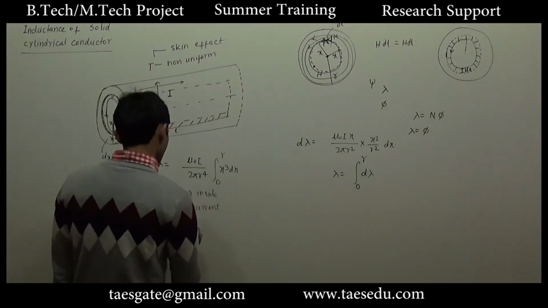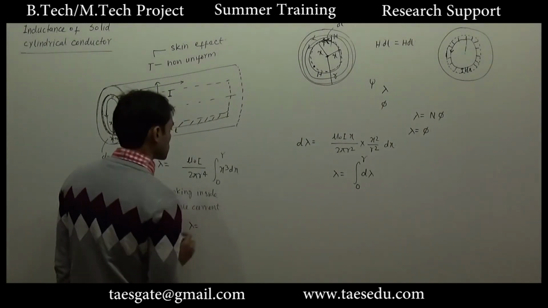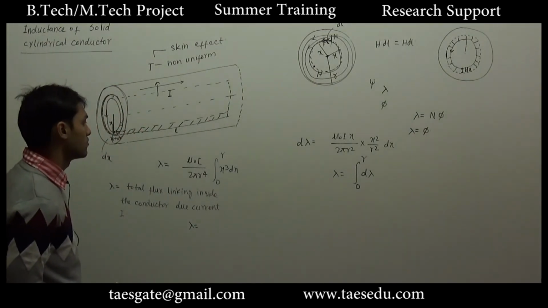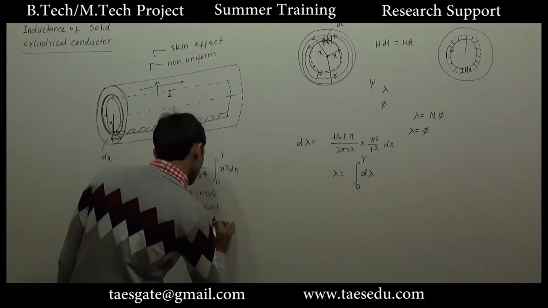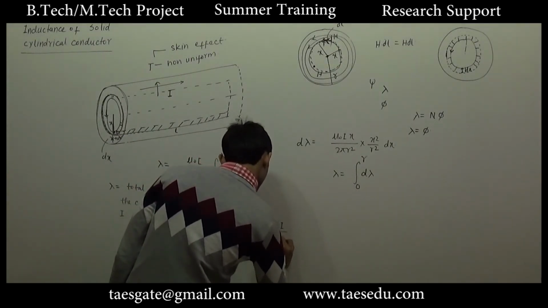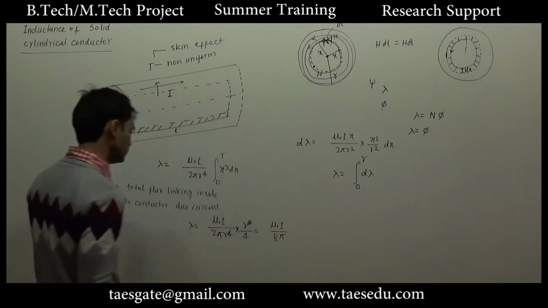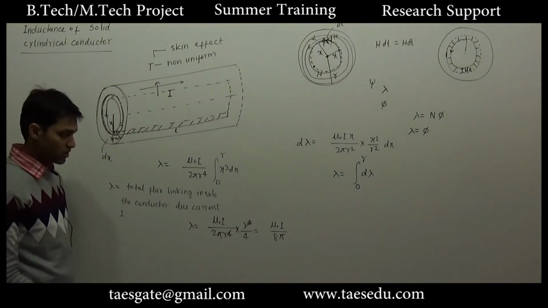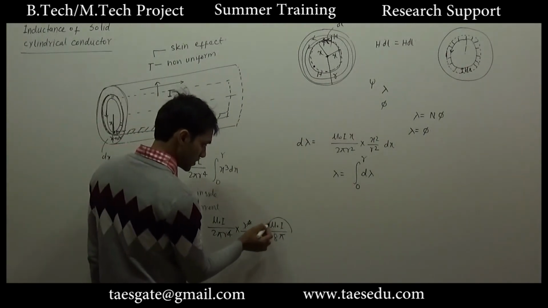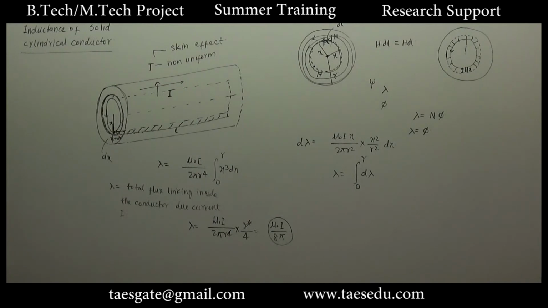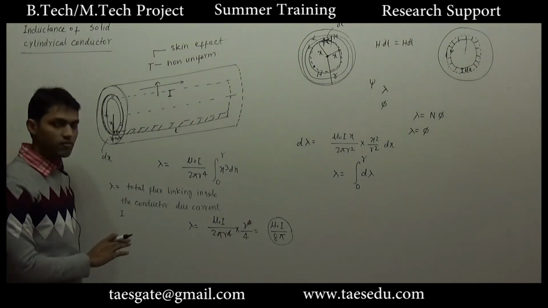Okay, so lambda will be, here we will have r to the power 4 by 4, mu naught I divided by 8 pi. So the total flux linking inside the conductor due to its own current will be mu naught I divided by 8 pi. So this is only a single part of the total flux.